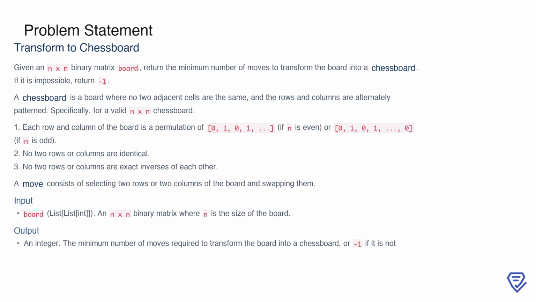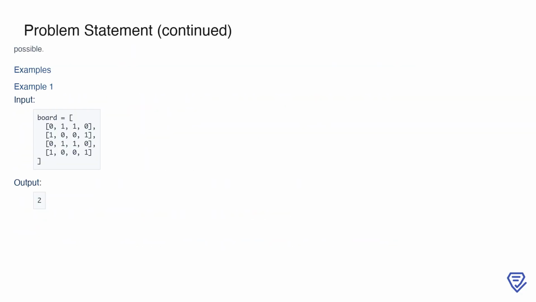To achieve this transformation, we are allowed to make moves, where each move consists of swapping two rows or two columns. The task is to calculate the minimum number of these moves required to create a valid chessboard, or determine if it's impossible to do so. If it's impossible, we return -1. The input is a binary matrix, and our output is either the minimum number of moves or -1 if the transformation cannot be done. To better understand the problem, let's consider some examples.